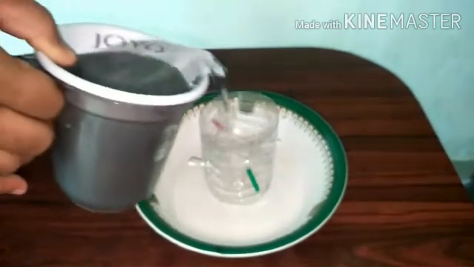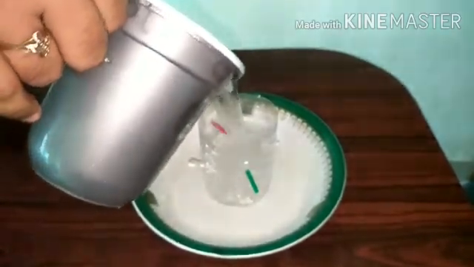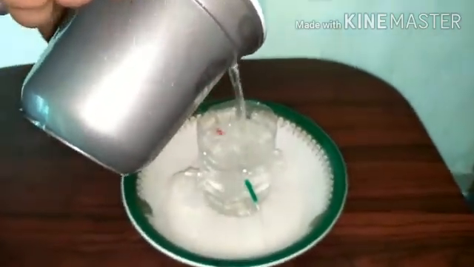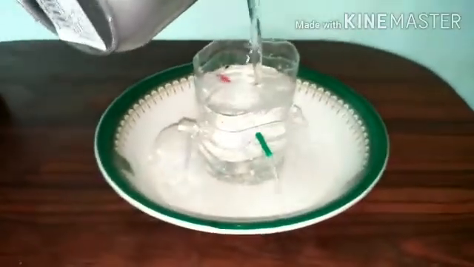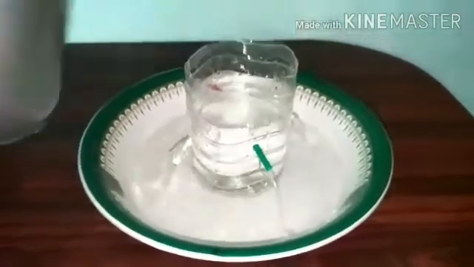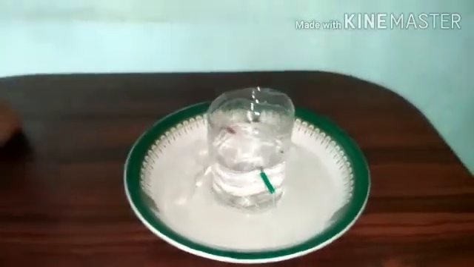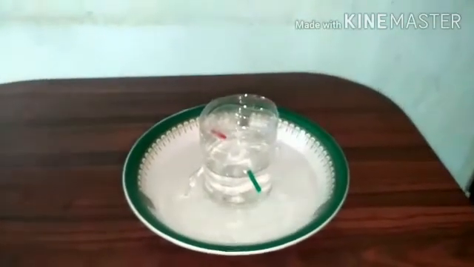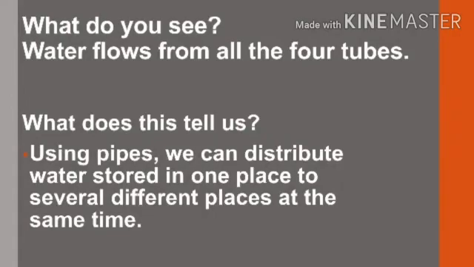Now take some water and pour it. You can see the water is coming from the tubes. So this way water is distributed from the pipes. What do you see? Water flows from all the 4 tubes. What does this tell us? Using pipes, we can distribute water stored in one place to several different places at the same time.